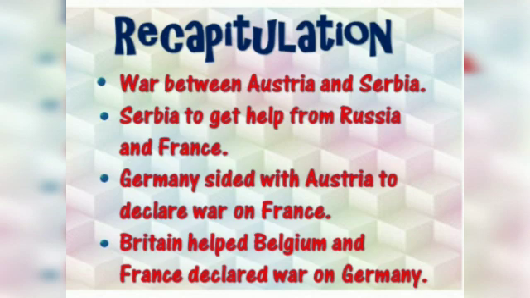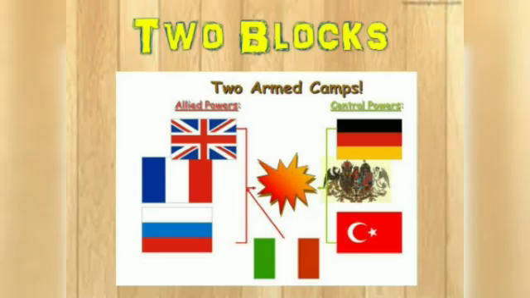Before that, we have to recall the previous session. How did the process of the First World War happen? The war between Austria and Serbia drew in Russia and France for help. Germany sided with Austria and declared war on Russia and France. Britain helped Belgium and declared war on Germany.